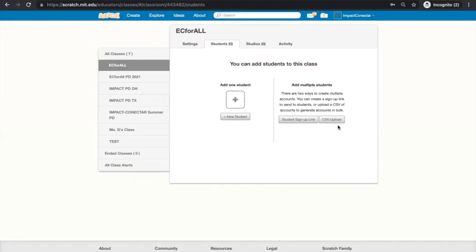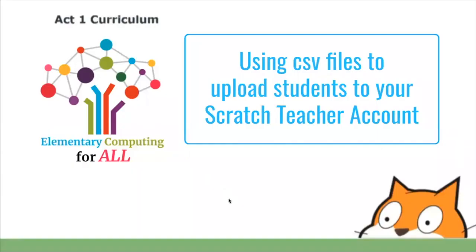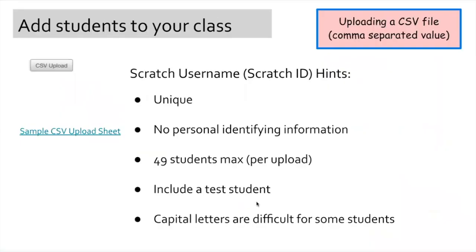The third way of adding students is to upload a CSV or comma separated value file. I personally like to use this method because it helps me control and keep track of student Scratch usernames. We are going to discuss how you can upload students to your Scratch class using a CSV file. Remember, when creating Scratch usernames, the usernames need to be unique.